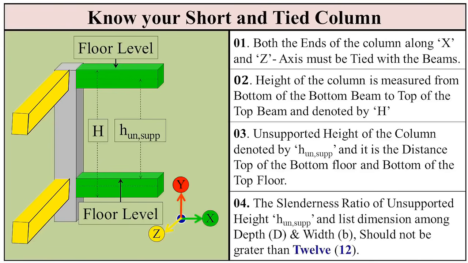Point 4. Finally, the slenderness ratio is the unsupported height, H unsup, divided by the column's least dimension, either its depth d or width b. For a column to be considered short, this ratio must not be greater than 12. Now, let's move to the next slide for more details.